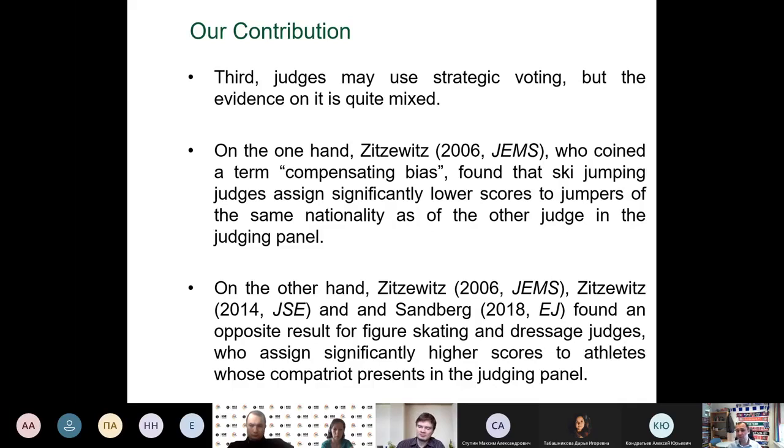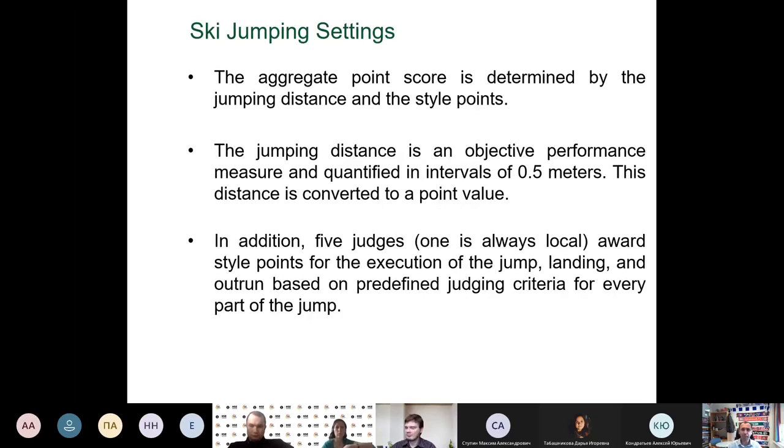So on the one hand, Zitzewitz, who coined the term compensating bias, found that ski jumping judges assigned lower scores to jumpers of the same nationality as one of the judges in the panel. On the other hand, in figure skating and in dressage, there was an opposite result. So actually, they do assign higher scores to somebody whose compatriot is in the judging panel. So the evidence is mixed, so we contribute here as well.